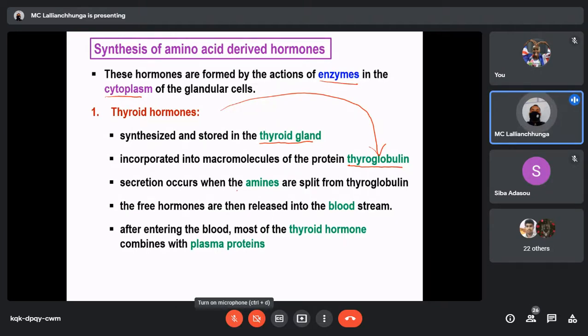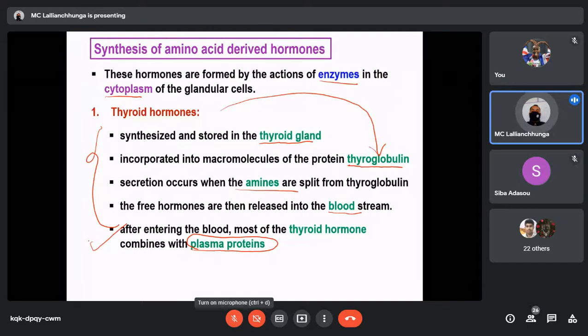Secretion occurs when amines are split. All these things, just forget. The free hormones are then released into the bloodstream, and after entering the blood, most of the thyroid hormones combine with the plasma protein. Again, you can forget this one for now because when we talk about the thyroid gland, it will be clearer.